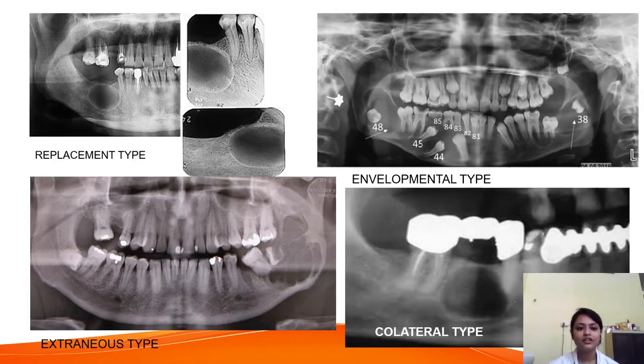In this slide, examples of these 4 radiological types of OKC have been given. First, we can see the replacement type, where only the cyst is there. This is only the cyst, no tooth. Second, the envelopmental type, you can see engulfing the whole tooth. The third, the extraneous type, away from the tooth. This is in the ramus, totally involved. Fourth, collateral, adjacent to the root of the teeth.